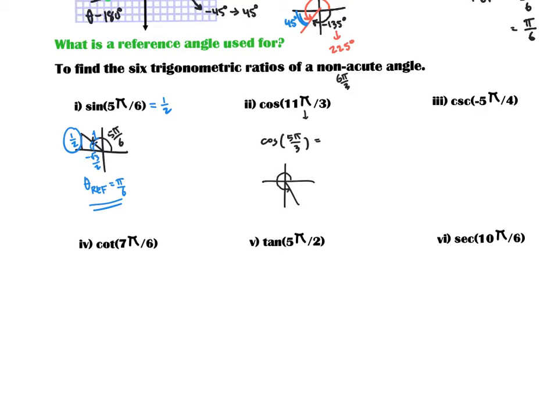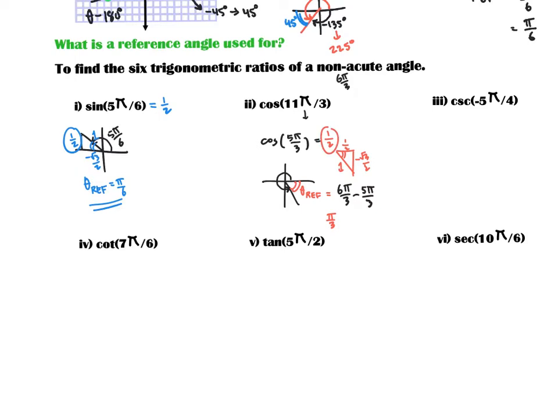And 5 pi over 3 is located in quadrant 4. Here's 5 pi over 3. Its reference angle would be this angle. In order to find that angle, I take 2 pi minus 5 pi over 3. So 6 pi over 3 minus 5 pi over 3 gives me my reference angle of pi over 3. Therefore, when I consider this triangle, my reference angle is pi over 3. That makes this side length a half, this side length a negative root 3 over 2, because we're in quadrant 4. Hypotenuse is 1, so the cosine would be 1/2.